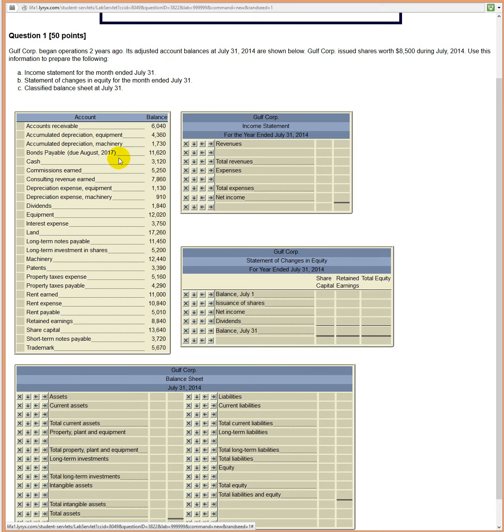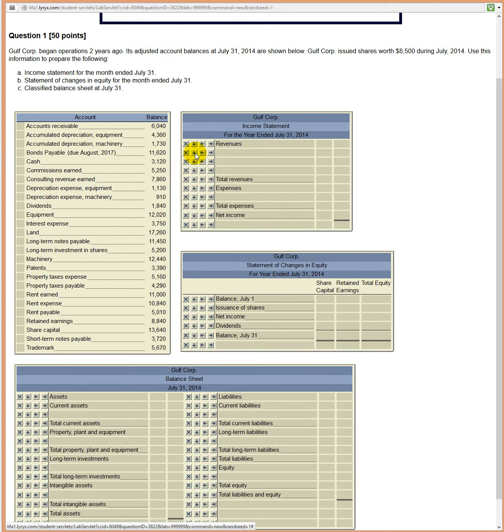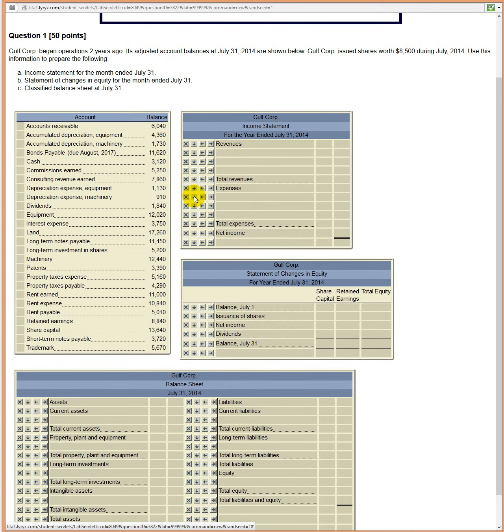Now let's just put all of the pieces into their appropriate places. Give ourselves a couple of lines to fill in some expenses and some revenues. The issuance of shares, we know that at the end the share capital is 13,640, and it says that we issued 8,500 during the year. So that means we must have started with something other than that. So if we take the 13,640, and remember with the shift and the arrow keys, you can move this box out of your way. And we can subtract 8,500. There we go. We started with 5,140.